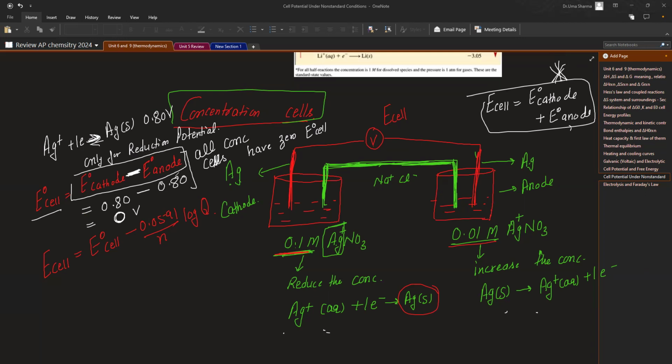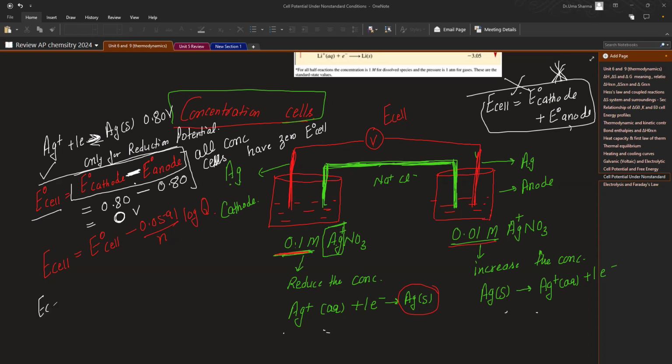Dhruv, is it okay? So be very clear. In the examination, don't try to flip your reduction potentials if you are using this equation. And I have seen from the past few years, the AP College Board site is giving us this equation, not the other one. Okay, so now let's plug in the values.